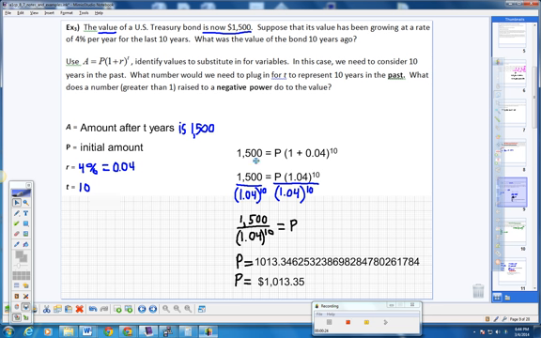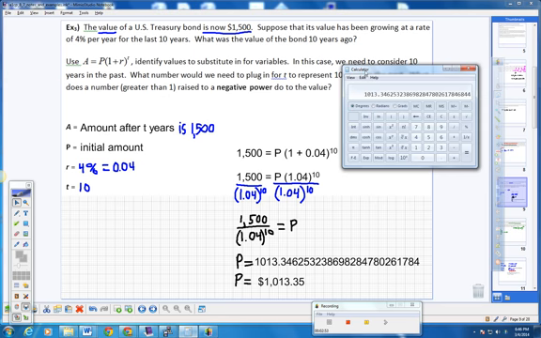The rate is 4% growth, and it's been 10 years. So when we plug this into the growth formula, we see that we must solve for P. We solve for P by dividing each side by 1.04 raised to the 10th power to get about $1,013.35. I know this is right because when I plug this back in for P, it should give me 1,500. I have this up on the calculator, so let's do that.